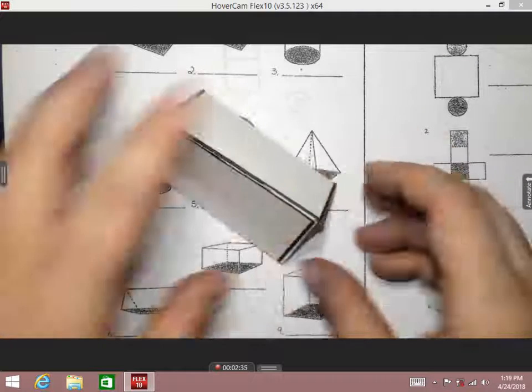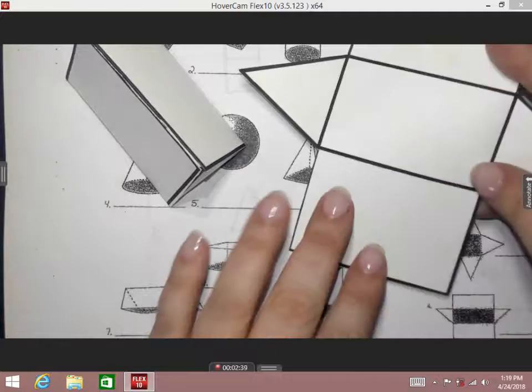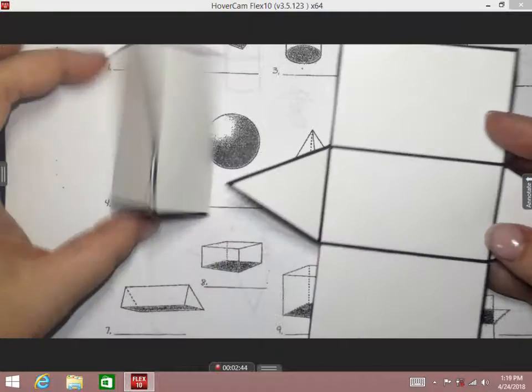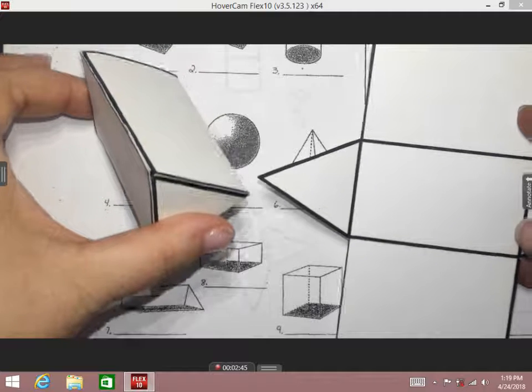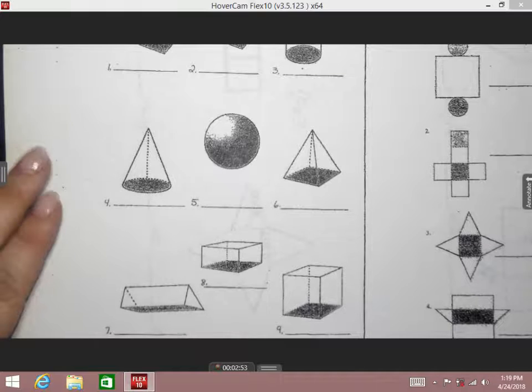So for example, that's my triangular prism. This is also a triangular prism. All right, we have to be able to recognize both of them. So the first thing we're going to do before we even talk about how to calculate area is make sure we can name all these shapes.